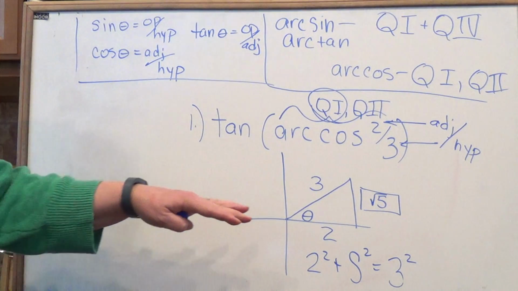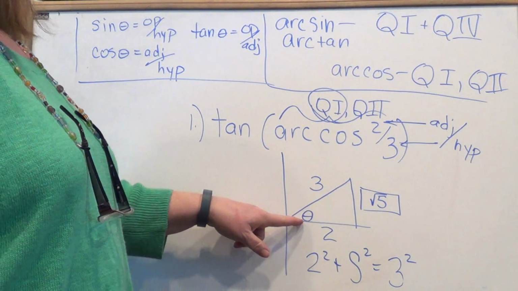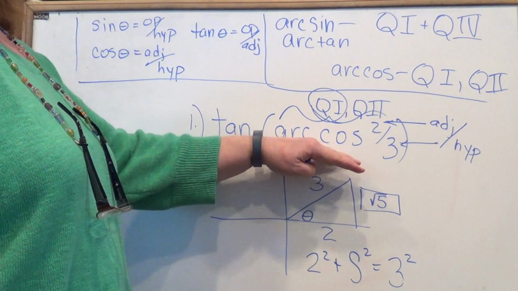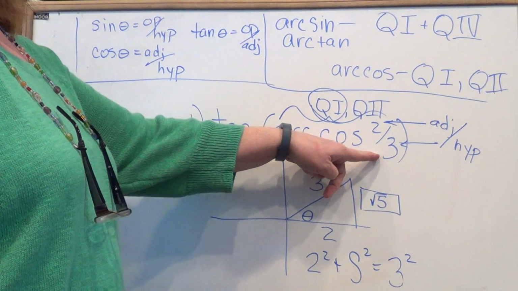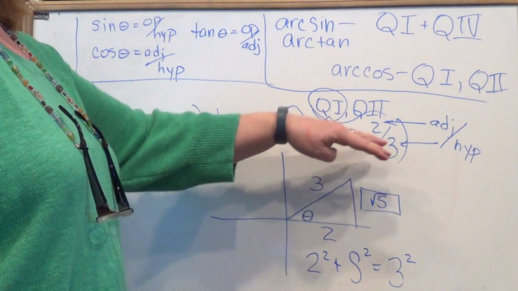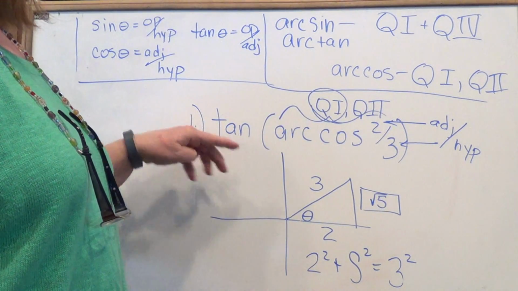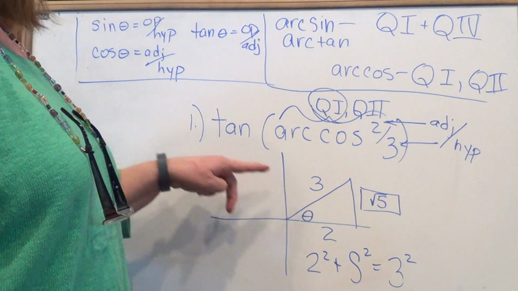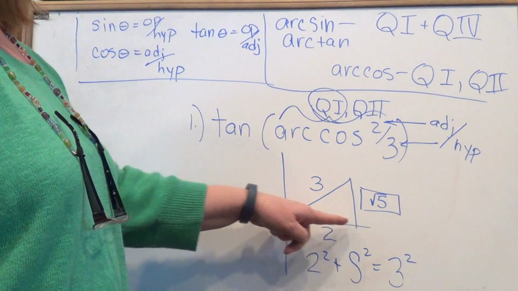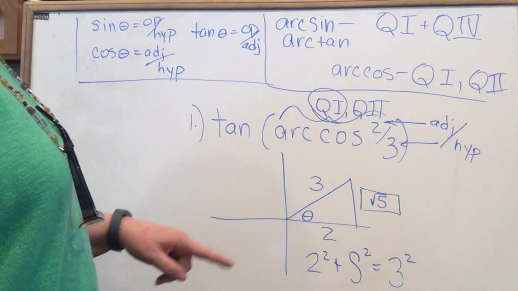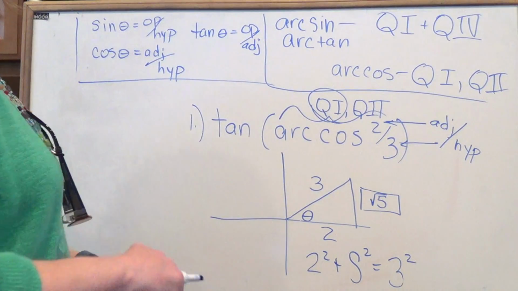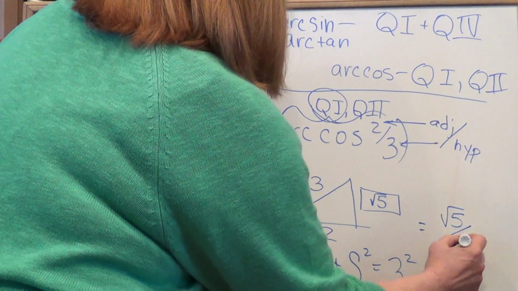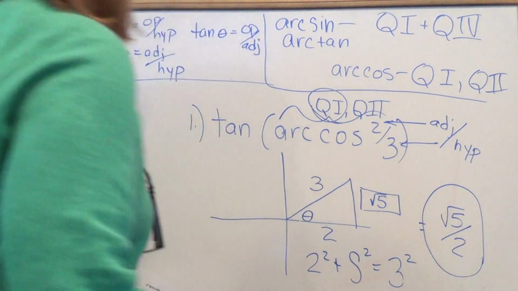Now I come back to my problem. I don't really know this angle, but the problem doesn't ask me to stop at what angle has this as a cosine. It just asks me to look at that situation and take the tangent of it. So here's the situation. Even though I don't know the angle, I can proceed and take the tangent of this angle, this triangle that is present. And the tangent is opposite over adjacent. Opposite is square root of 5, adjacent is 2, and that is the answer.